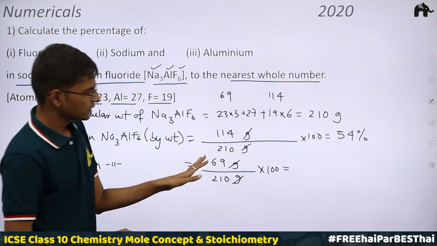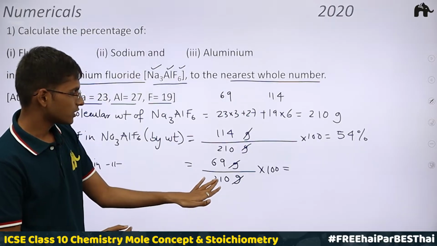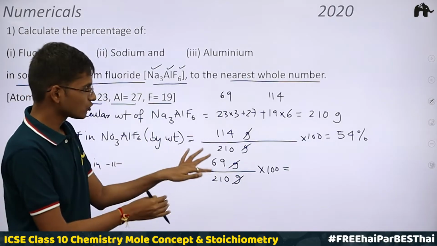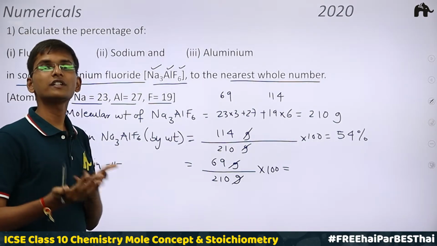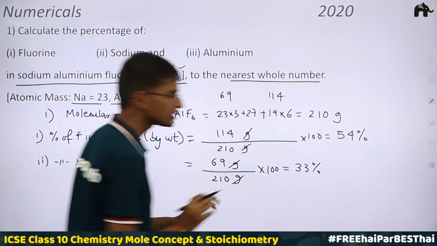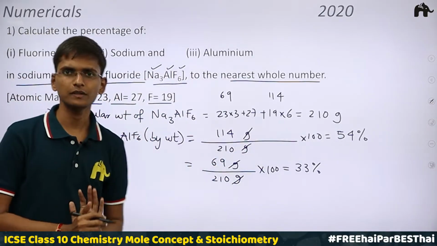So see, it's roughly around 70 and it is 210. So 71s are 73s are. It's 1/3, right? So 1/3 means roughly around 33%, right? So if you would solve it, you would get the answer around 33%. The whole number answer would be 33%.